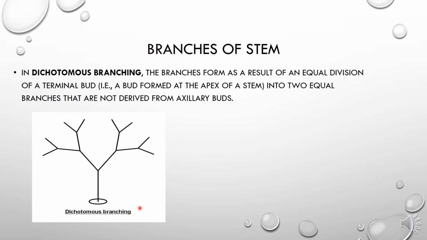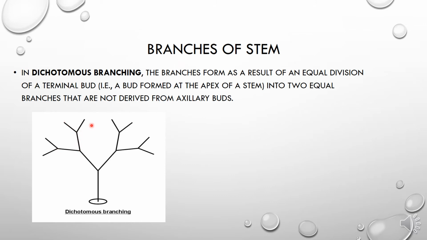It means in dichotomous branching, two equal branches appear from the apex or from the terminal portion of the stem, or you can say from the terminal bud, and the branches which develop are divided into two equal parts, and they are further divided into two equal branches, as you can see in this case. This apical bud divides into two equal branches, and this branch is further divided into two equal branches, and this branch is further divided into two equal branches.